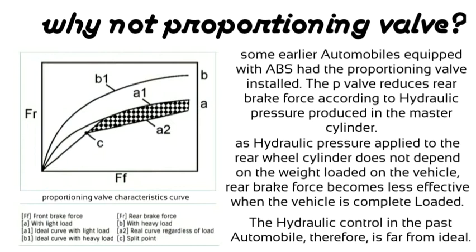Why not the proportioning valve? Some earlier automobiles equipped with ABS had the proportioning valve installed. The P valve reduces rear brake force according to hydraulic pressure produced in the master cylinder. As hydraulic pressure applied to the rear wheel cylinders doesn't depend on the weight loaded on the vehicle, rear brake force becomes less effective when the vehicle is completely loaded. The hydraulic control in the past automobile therefore is far from ideal.